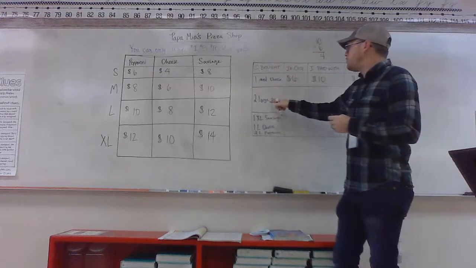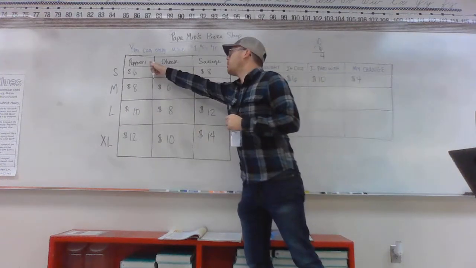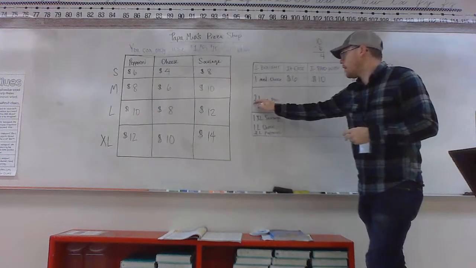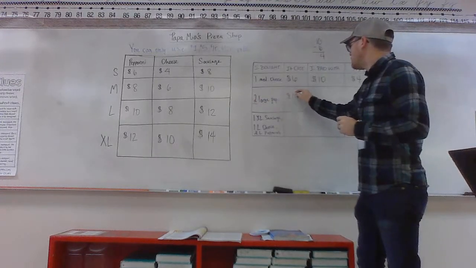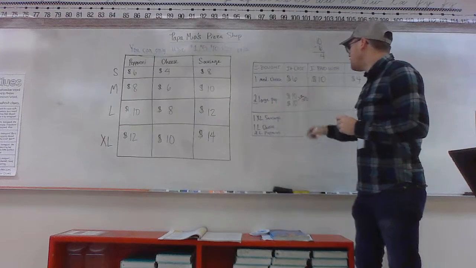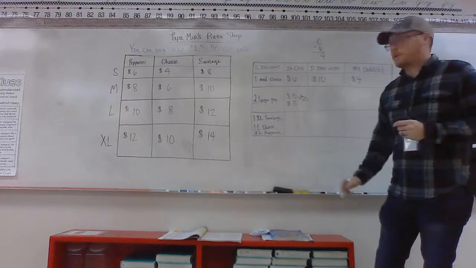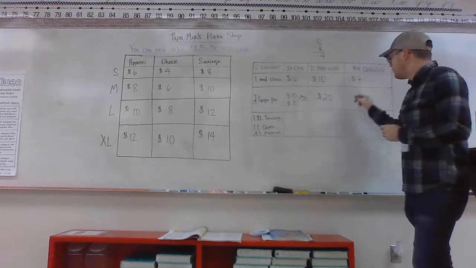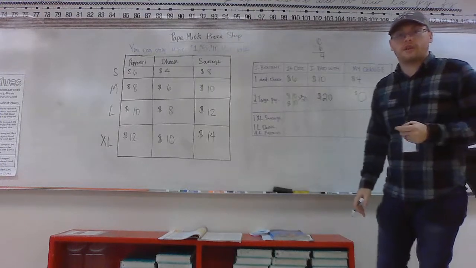If I have 2 large pepperoni pizzas, I go back over here, I go to pepperoni, I go to large, $10. I'm getting 2 of them. So 10 and 10, or I could say that's $20. Here's what I could do: I could just pay with that $20 bill I have in my pocket. So 20 minus 20, I get no change back. And we're not worried about sales tax or anything like that.